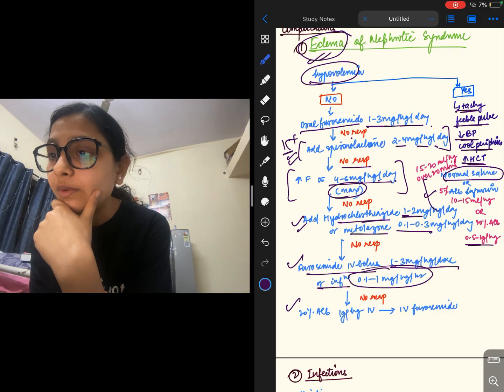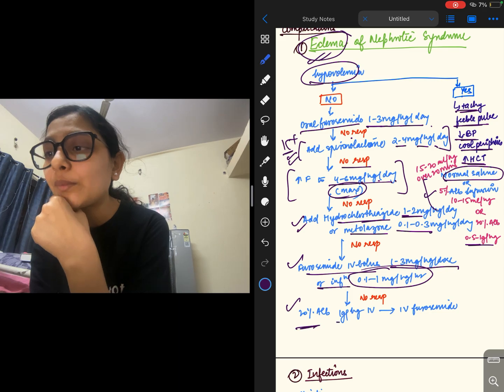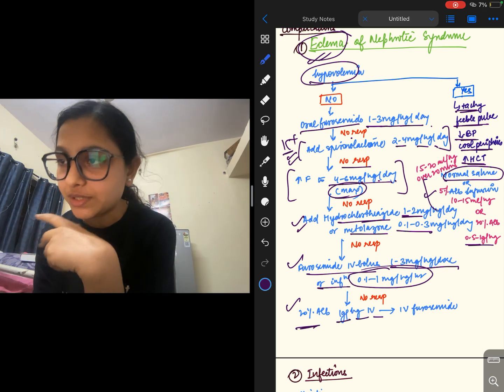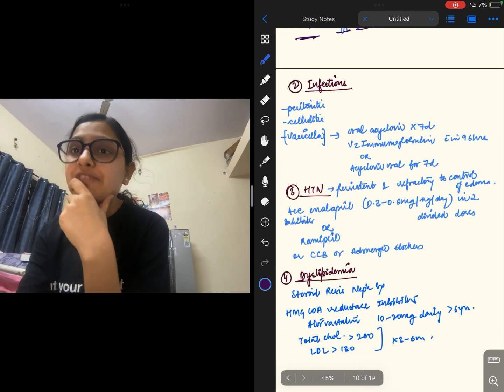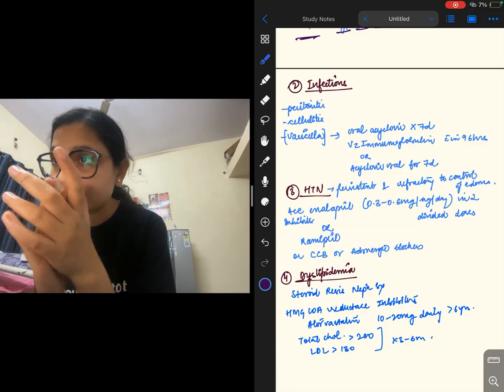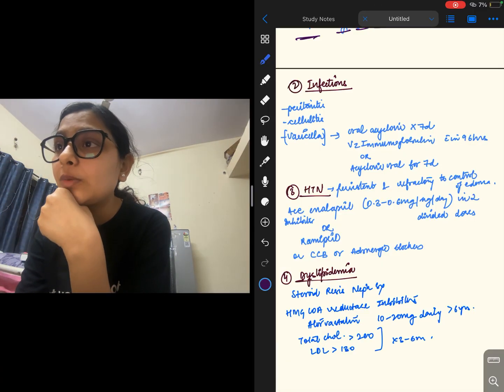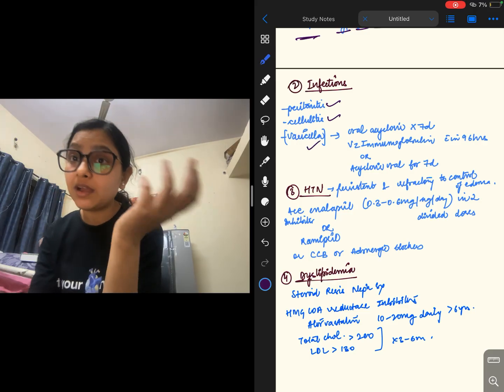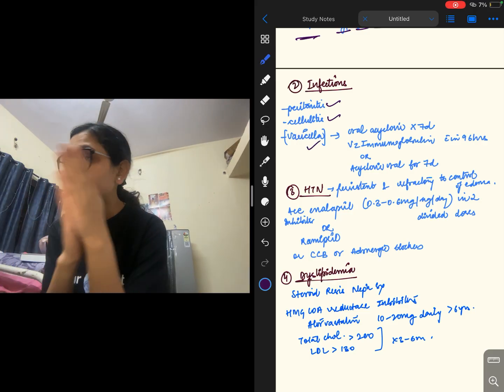If no response, you have to give 20% albumin at 1 gram per kg IV followed by IV furosemide. Okay. The next comes infection. See, these are immunocompromised children, and if they have nephrotic syndrome, it can obviously lead to peritonitis, cellulitis, and even varicella. See, varicella in these children will be very life threatening.